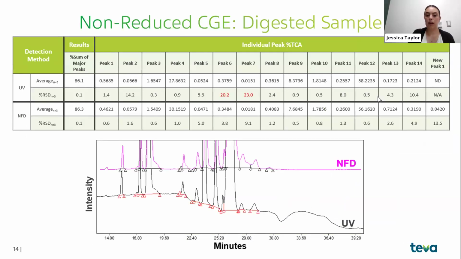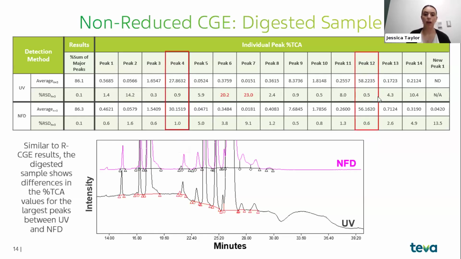And if we look at the numeric data for this particular sample, we saw mostly comparable results between the two detectors, except for when we got to the larger peaks. So those I have boxed here in the red. And you can see there's a little bit of some discrepancies between the percent TCA data for these larger peaks, kind of similar to what we saw in the reduced CGE results when we saw that increased heavy chain to light chain ratio in some molecules. And similar to that, when we add our major peaks together, our reported results shown over here on the left do remain comparable between the two detectors.